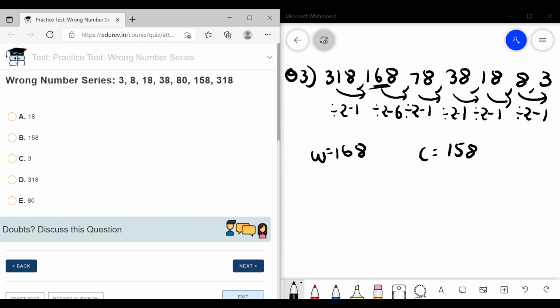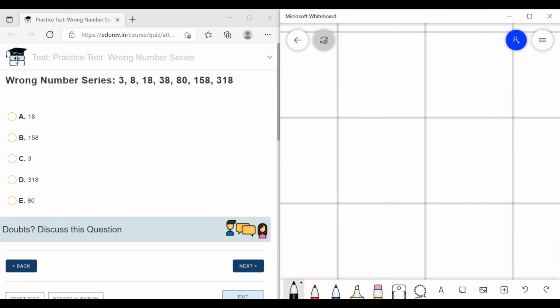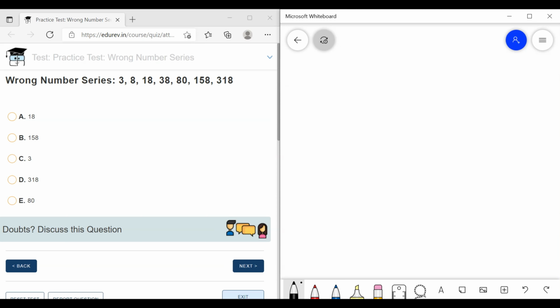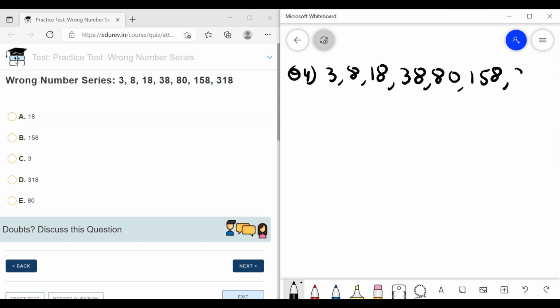Great. Now for the next question, question number 4, let's write it down. It states 3, 8, 18, 38, 80, 158 and 318. Okay. The series is actually increasing at a very fast rate. You can see, from 3 to 8 is small, 8 to 18 bigger, 18 to 38 then bigger, 38 to 80 is a huge jump, 80 to 158 is a huge jump, and 158 to 318 is once again a huge jump. Okay, so how do we get here?